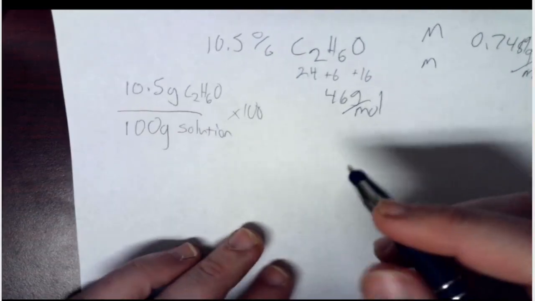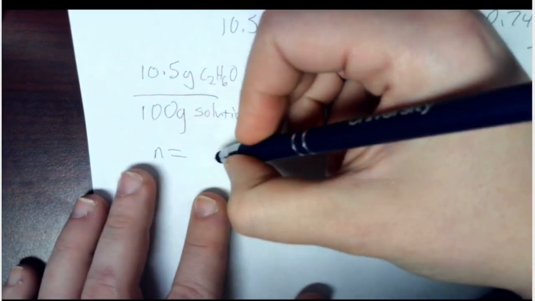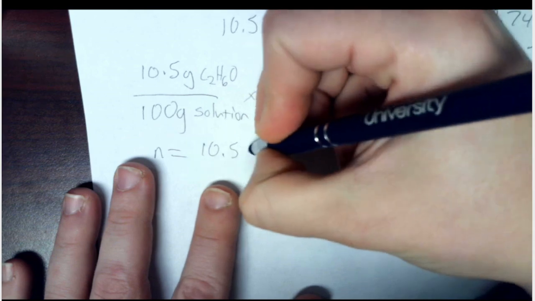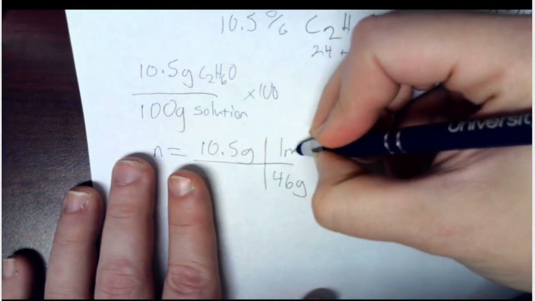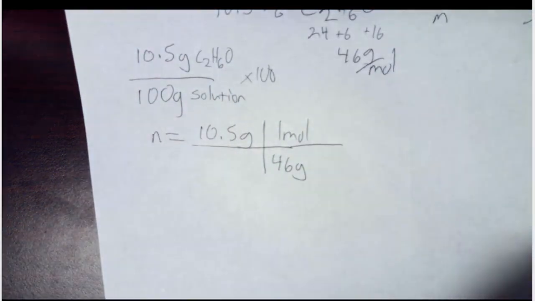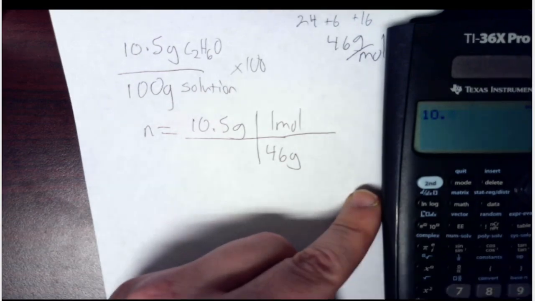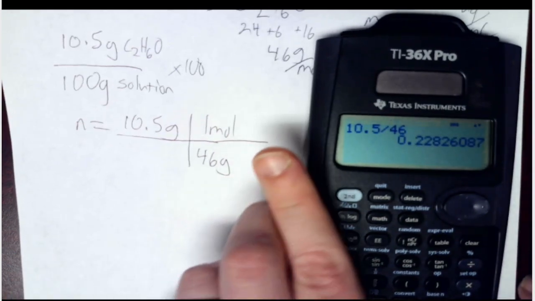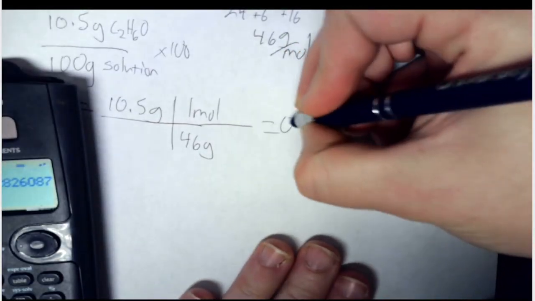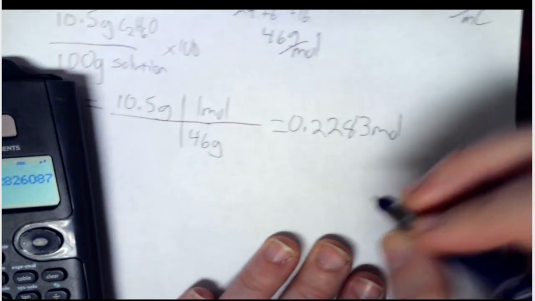Now the easiest thing to do first would probably be the molality, but no matter what, in both cases we're going to need the moles. The moles of ethanol: 10.5 grams, if it weighs 46 grams per 1 mole. If I have 10.5, I divide by 46. I'm going to have something like 0.2283 moles.